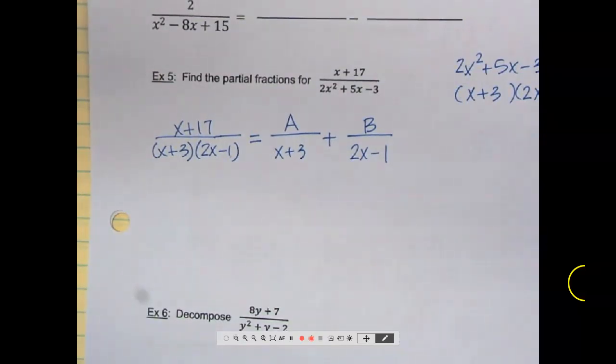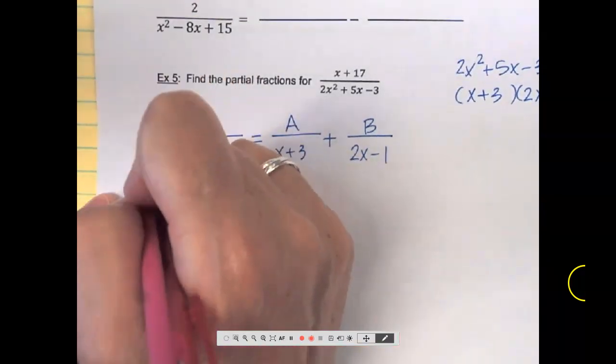Good so far? What do I do next? Yeah, I'm going to multiply by the least common multiple to get rid of all fractions. So what I'm multiplying by are those two factors.